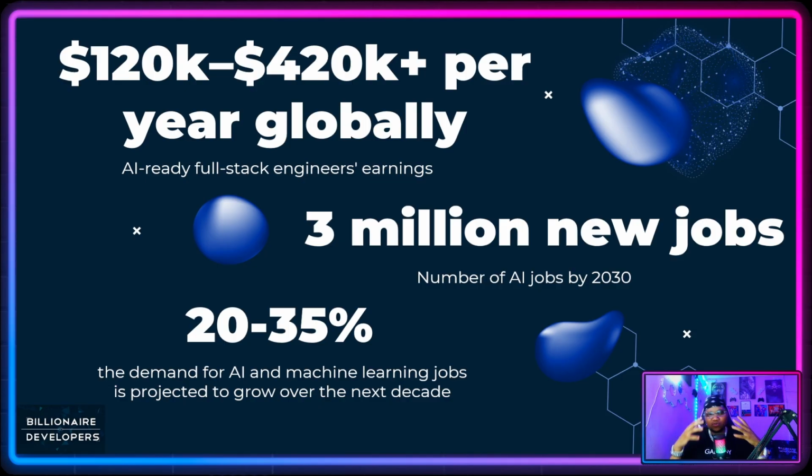Other interesting stats when you look at it on a global scale: in AI right now you can earn between 120 and even more than this, actually, globally as a full stack Python engineer. If you're looking at the next couple of years, by 2030 there will be 3 million new jobs in the sector. I don't know about you guys, but that's a lot of job opportunities out there. Within the next decade, the demand for AI and machine learning jobs is projected to grow 20 to 35%. So, guys, this is the perfect time for you to really invest and hop onto learning more about AI.